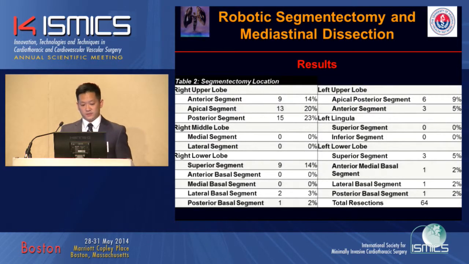This table shows the distribution of our segmentectomy location. The purpose of this slide is to show that we didn't have a bias toward any specific segments or any tumor locations. Of note, the middle lobe and the lingula, we counted those as lobectomies.